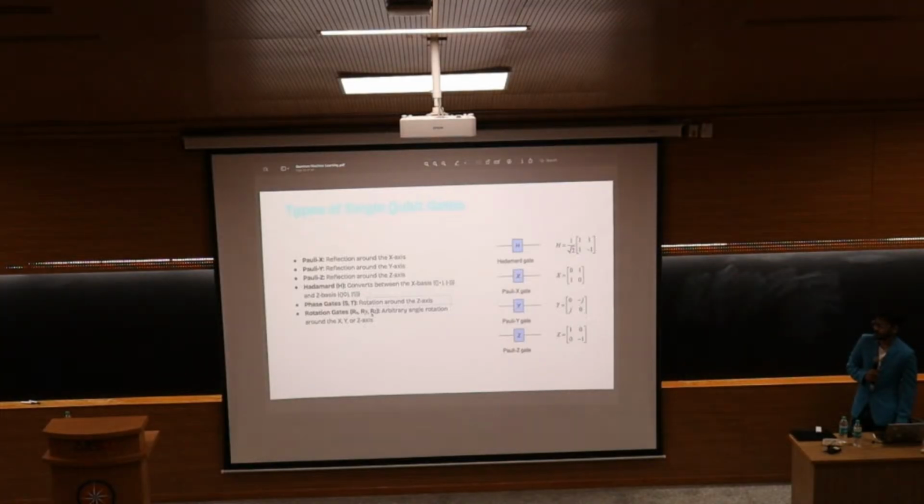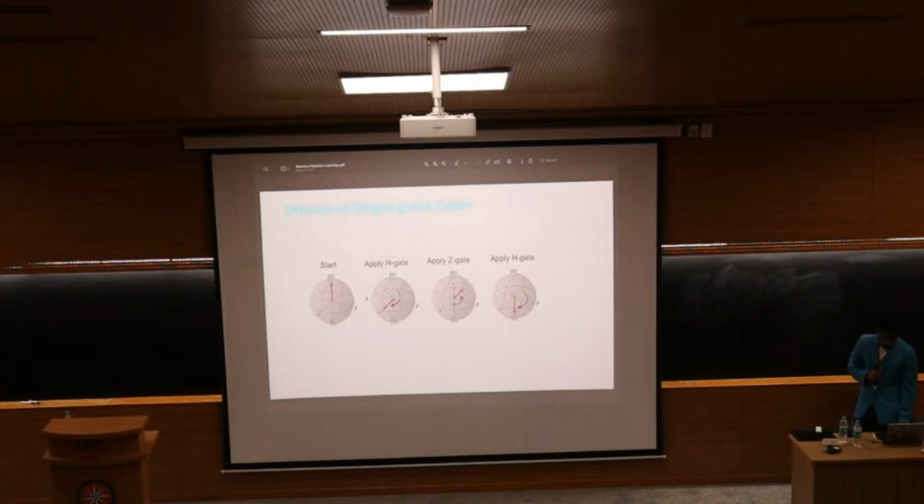If you want to take an arbitrary angle theta around the x-axis and rotate the vector, you can use the Rx gate with whatever angle you need to put in. Similarly, if you want a rotation around the y-axis, you can use the Ry gate, and if you want a rotation around the z-axis, you can use the Rz gate. Let's see what all this means with the help of an example.